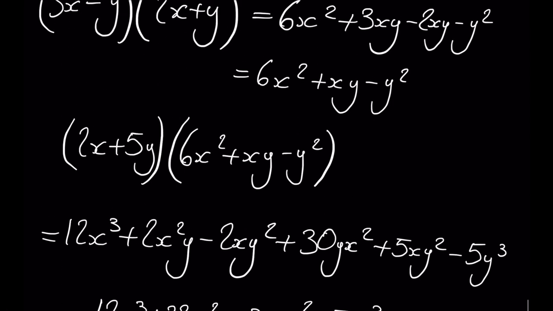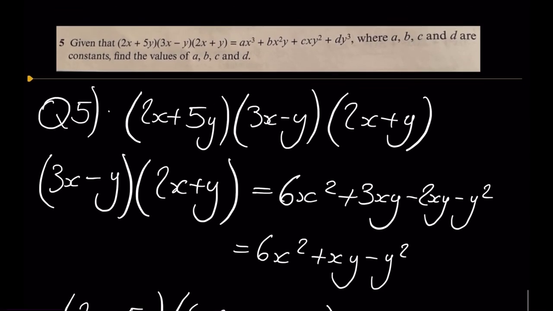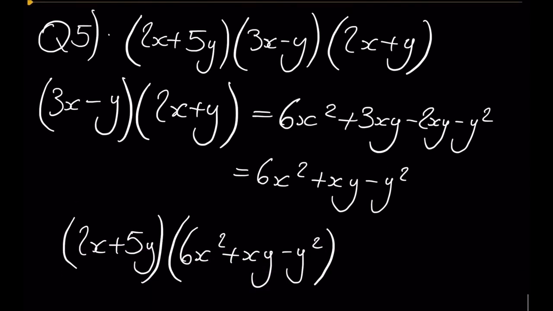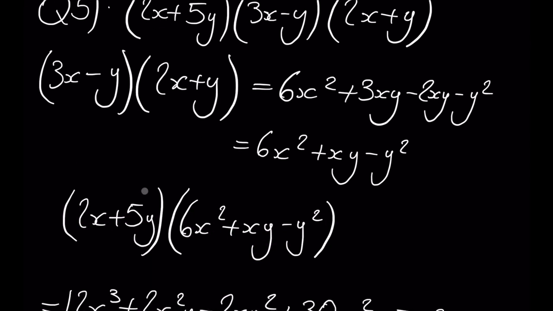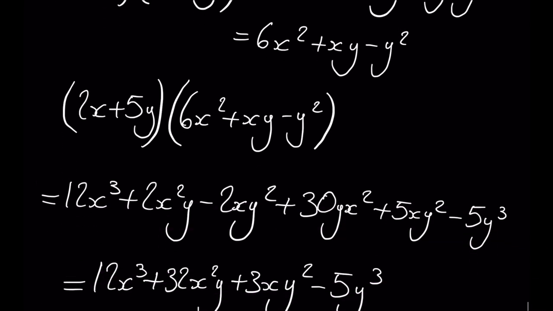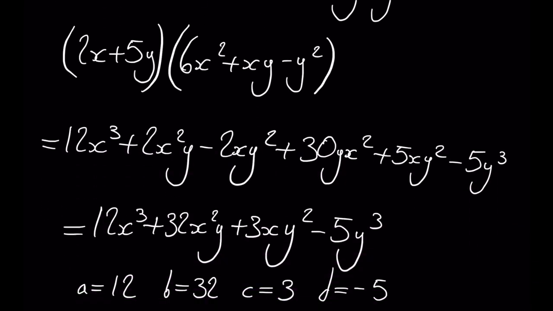So this is how I answered this question. I started off by expanding the last two brackets. I got this answer, and then I rewrote this whole expression like this, and I dealt with the remaining expression. And I expanded the brackets. I simplified my answer, and I obtained this. And these are the values of the constants asked for in the question.